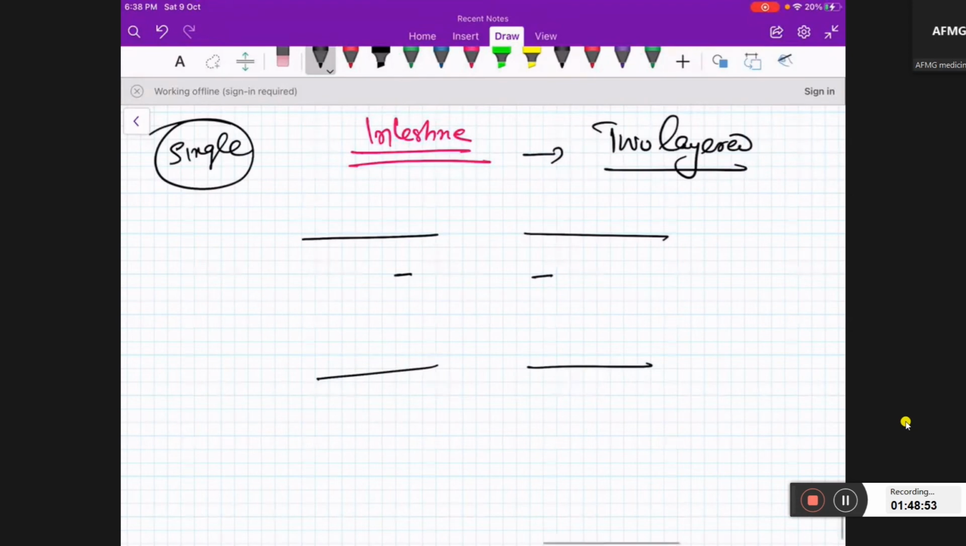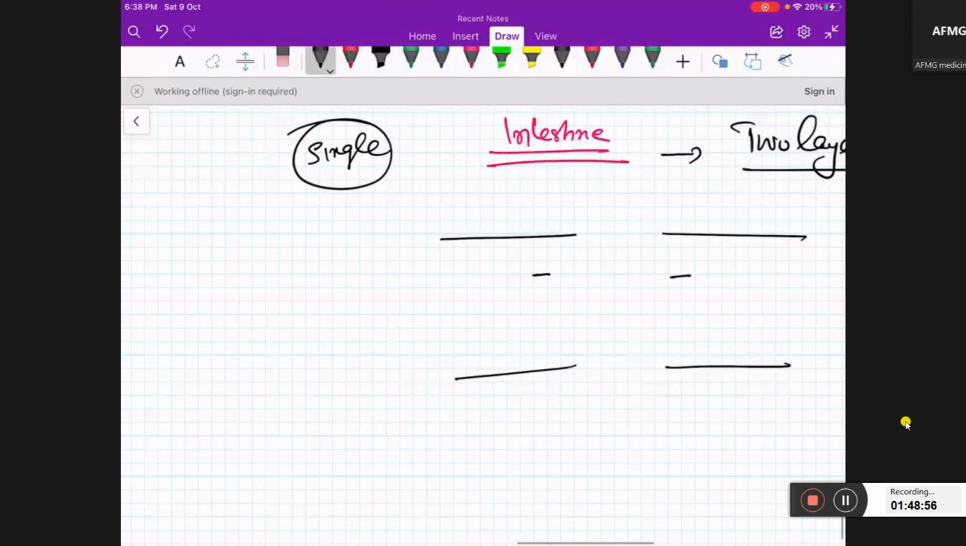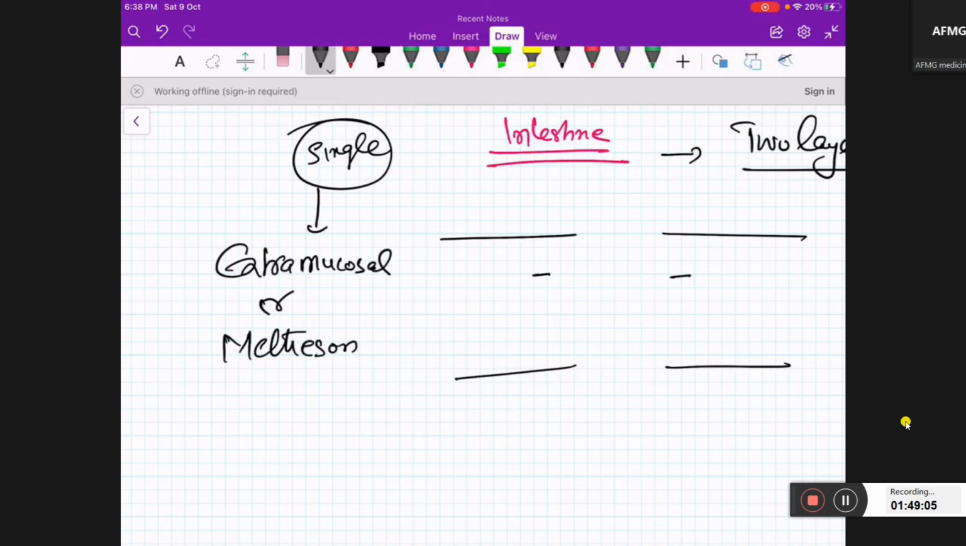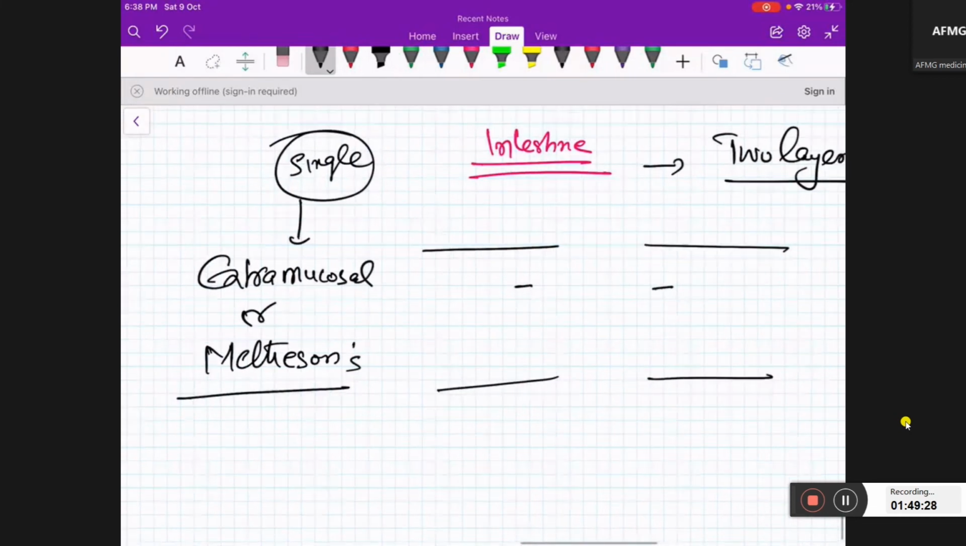What is that single layer closure? That single layer closure is called extramucosal repair or Matheson's repair. What is this extramucosal repair? Let's understand. What we do here, imagine this is a needle, right? We insert the needle from the serosa.